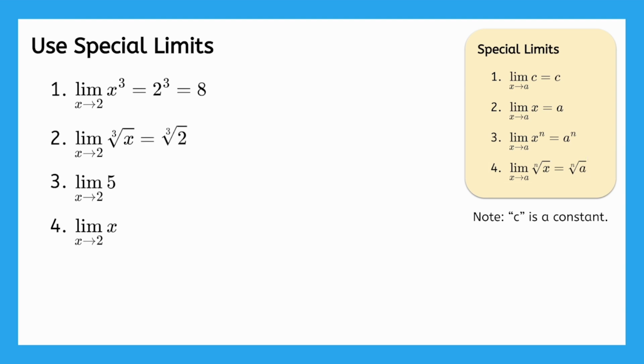On number 3, which special limit did you use? We're finding the limit of the constant, 5, so we need the first special limit, which tells us that the limit of 5 as x approaches 2 is just 5. Finally, number 4, we need the limit of x as x approaches 2. The limit is equal to 2. If you got all of these right, great work! If not, take a minute to review these special limits before moving on.